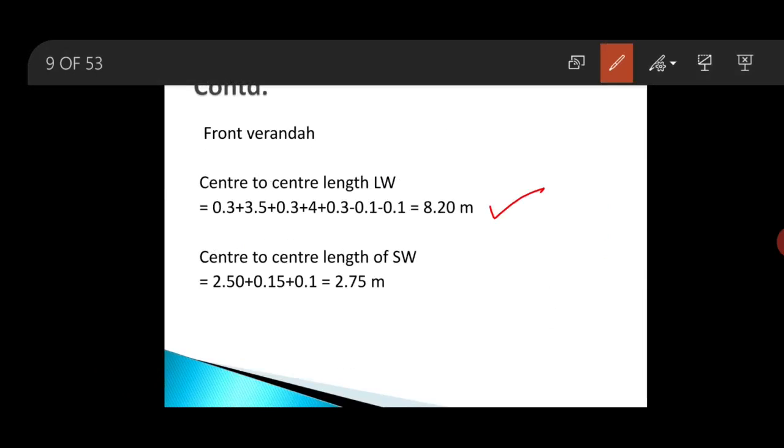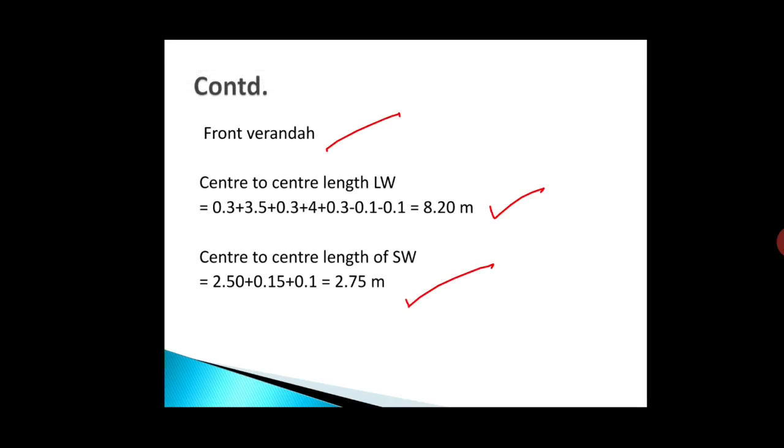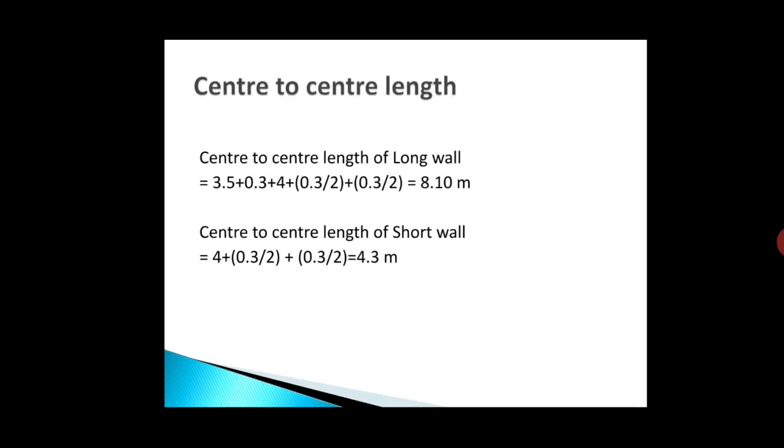So the center to center length calculation of veranda wall is over. See here, this is the center to center length of long wall of front veranda 8.2. Short wall is 2.75 meter. So with this we have completed the calculation of center to center length of room as well as veranda.